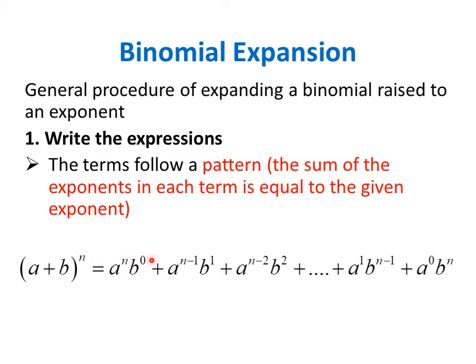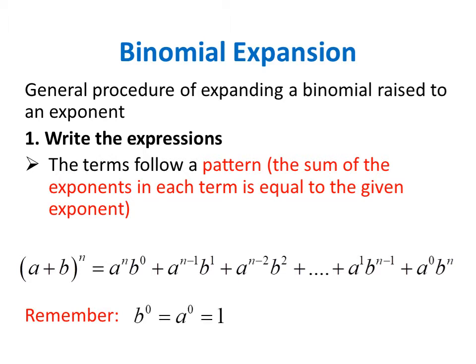So n plus 0, of course, is n. n minus 1 plus 1, that is also n. Add n minus 2 and 2, that gives us n. Add 1 and n minus 1, that also gives us n. And 0 plus n is also n.